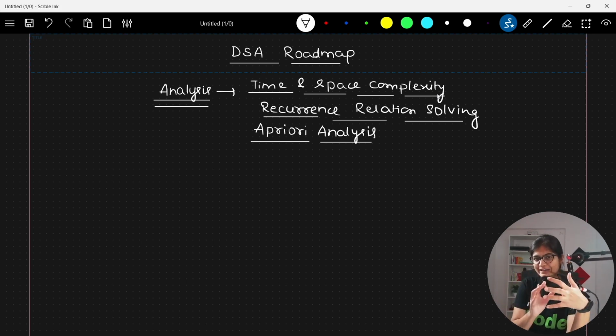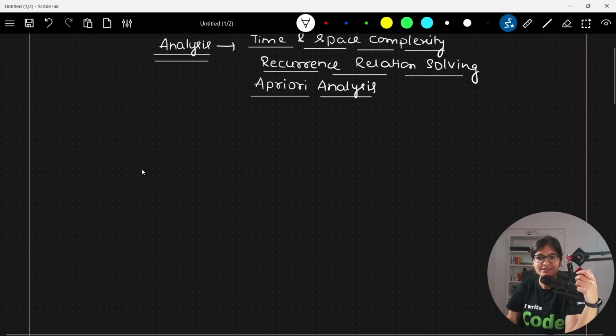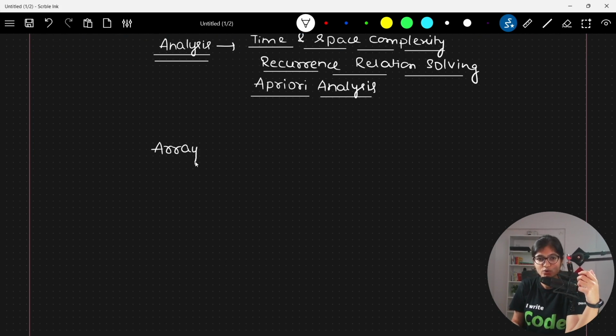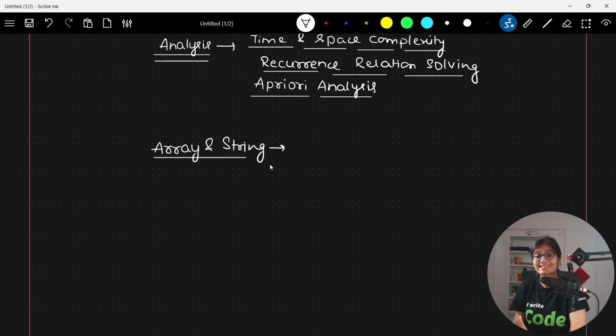After understanding the analysis module, you should start with the data structure named array, where the core concept lies, along with strings. You should know about these data structures. I would say maximum companies will simply ask you the basic questions on arrays and strings.